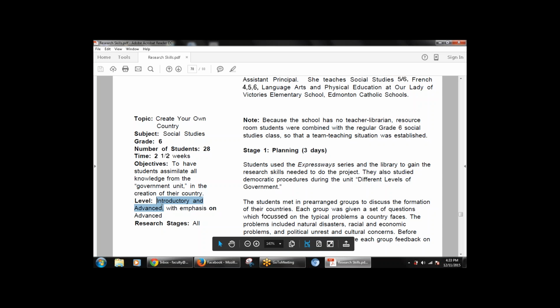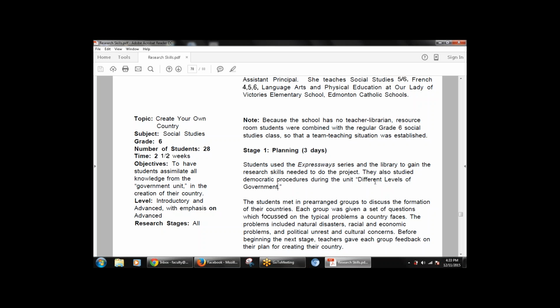And what is the level? That is introductory and advanced, but the more focus is on the advanced level, with research at all the stages. Right, so stage number 1 is the planning, for 3 days, and students used the Expressways series and the library to gain the research skills needed to do the project. They also studied the democratic procedure during the unit, that is the different levels of government. That is stage number 1, the planning.